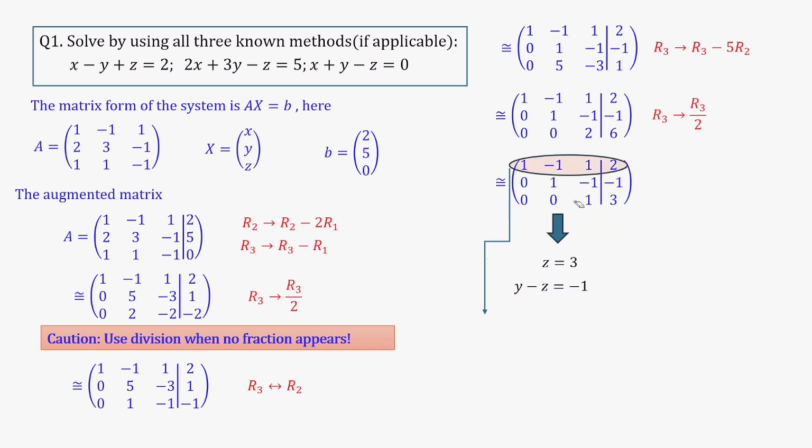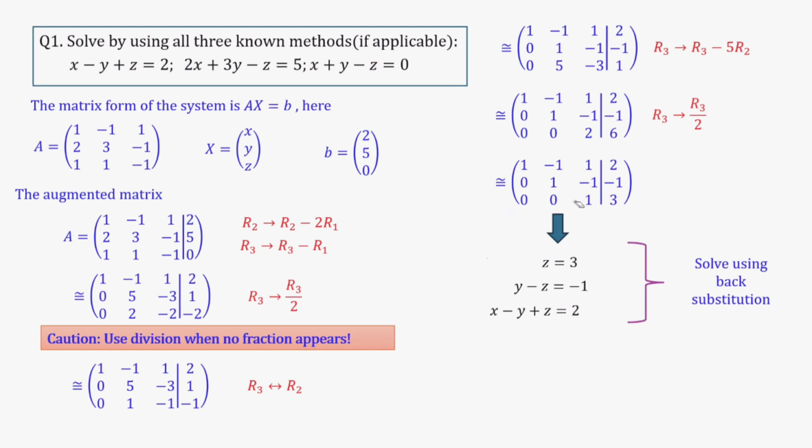Now the first row can be written as x minus y plus z is equal to something. The next step is to solve using back substitution. Back substitution means the last one is known, then we use that with the second one, and then the second and third are used with the first. So z is equal to 3 is known, and then from the second equation we get y equal to minus 1 plus z. So that will give you minus 1 plus 3 is equal to 2.